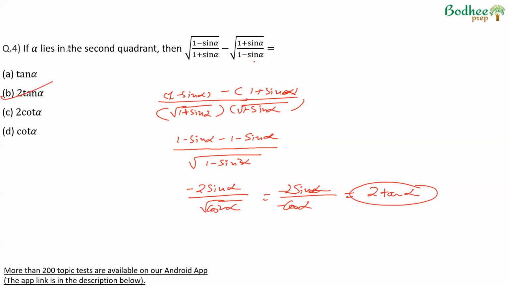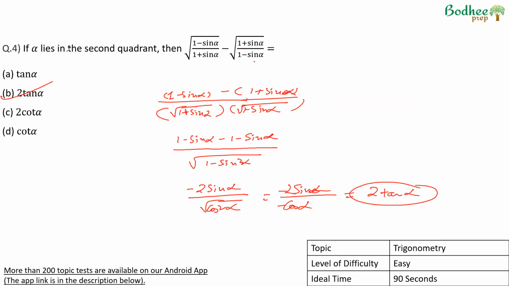I'd say moderate-ish question. The last step, there is a chance of missing the negative sign and therefore making a mistake. About 1.5 minutes to solve because the steps are pretty straightforward.